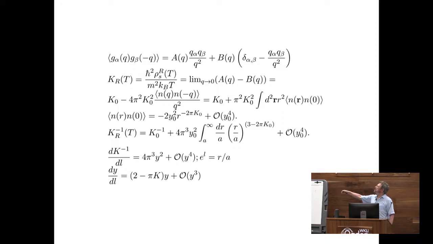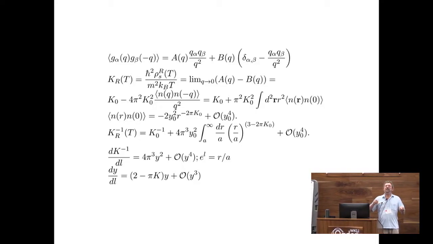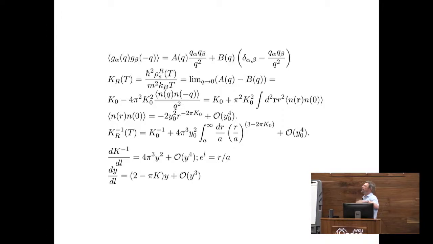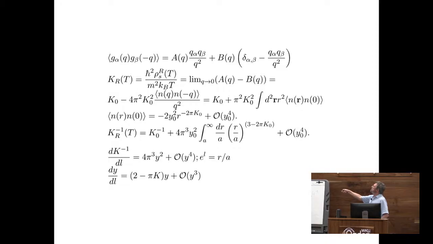So the answer is twice the square of the fugacity, and the fugacity is nothing other than the exponential of the core energy. Remember, the energy of a vortex core divided by kT, times the integral of dr over a of r over a to the power of 3 minus 2 pi K0, where K0 is the interaction constant divided by kT. So this K0 is inversely proportional to temperature. Plus, of course, in terms of order, the fugacity at the fourth power.